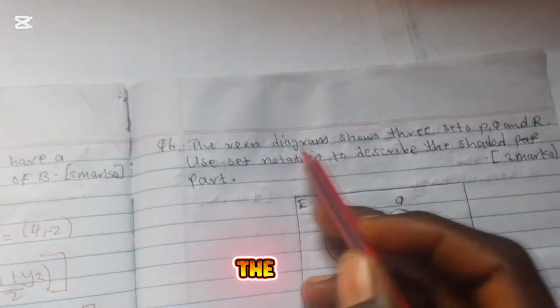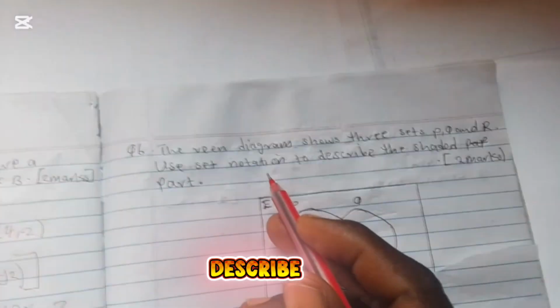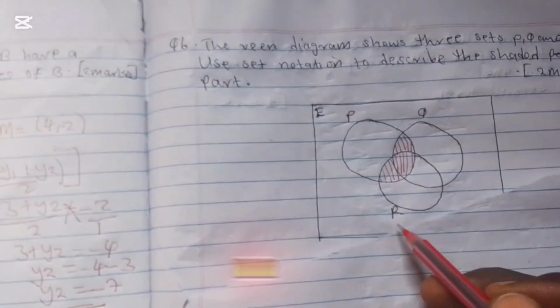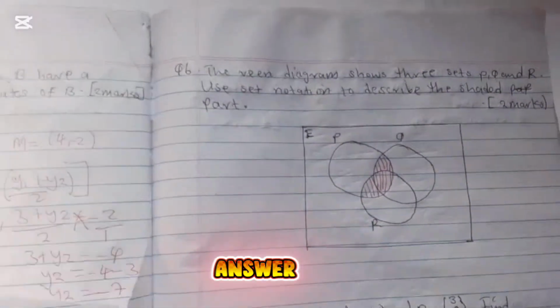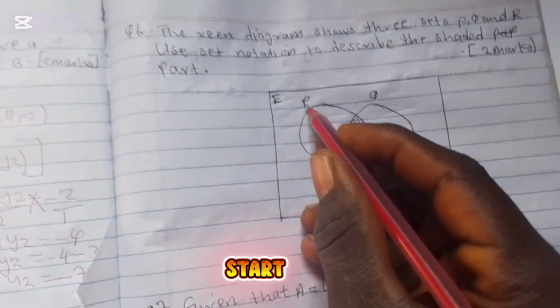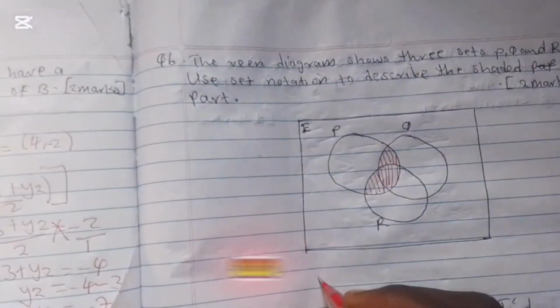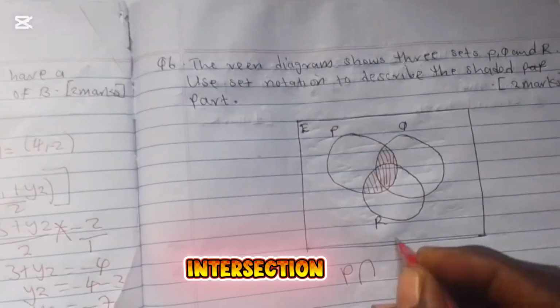6. The Venn diagram shows the three sets P, Q and R. Use set notation to describe the shaded part. So we need to describe this shaded part. This question carries 2 marks. So let's start. We've been given these 3 sets P, Q, R. So we're going to answer like this. We're going to start with P intersection Q.